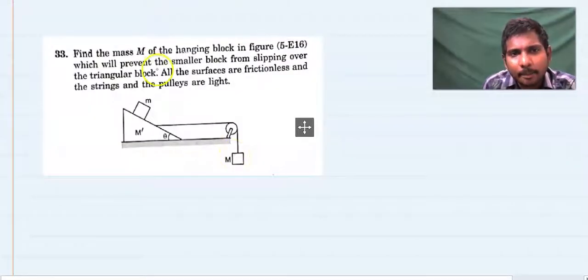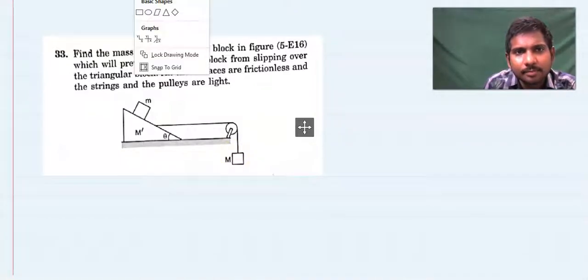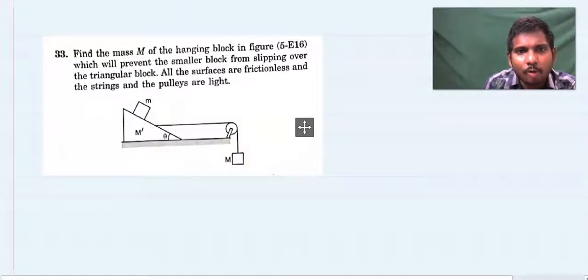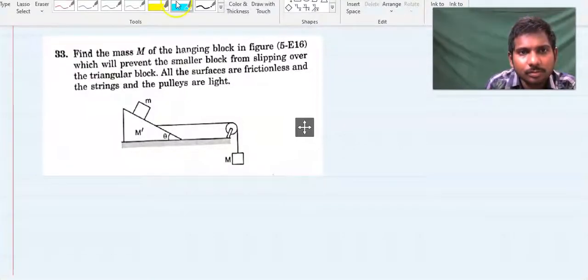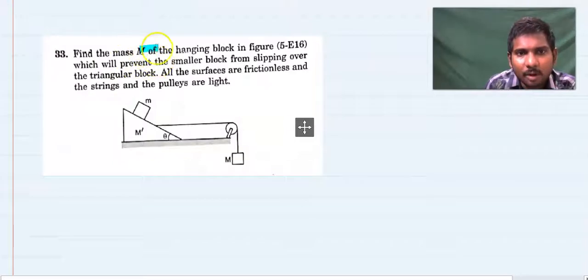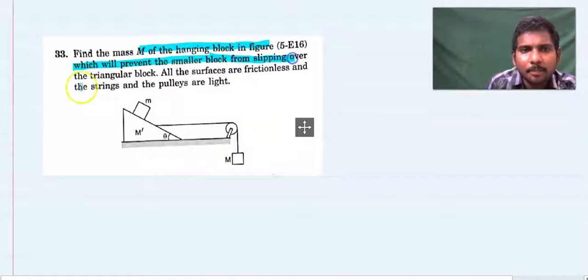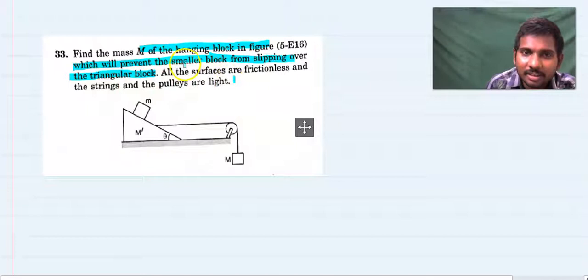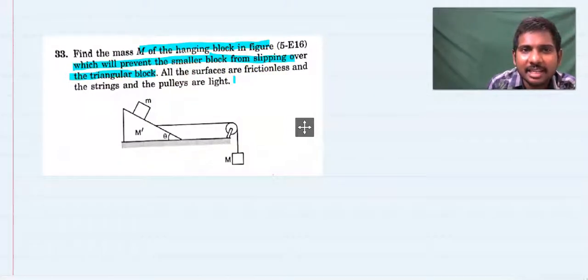Find the mass m of the hanging block in the figure, which will prevent the smaller block from slipping over the triangular block. All the surfaces are frictionless and the strings and the pulleys are light. It should not slip. The smaller block should not slip over the triangular block. That means the same concept that we have seen in the previous question.